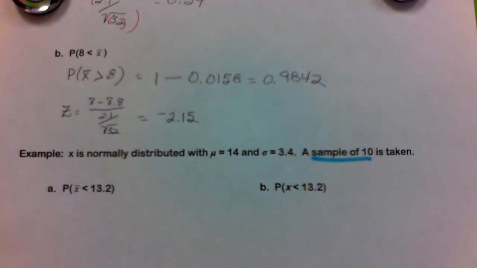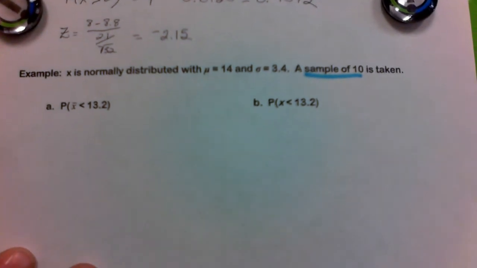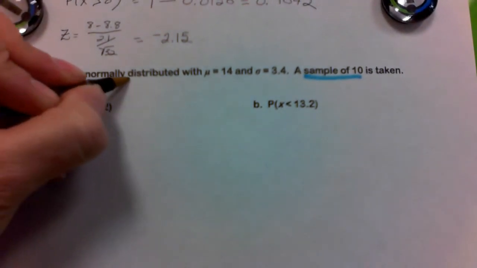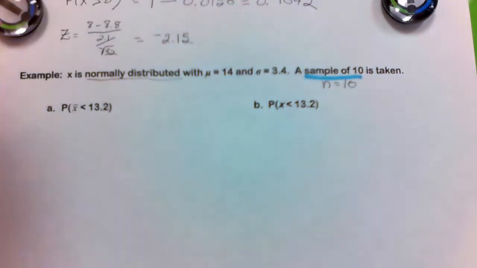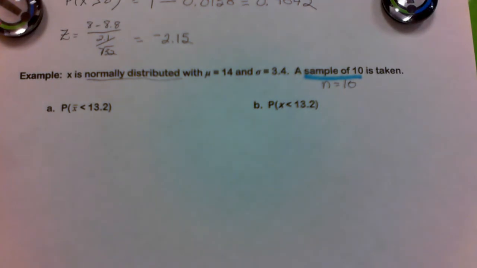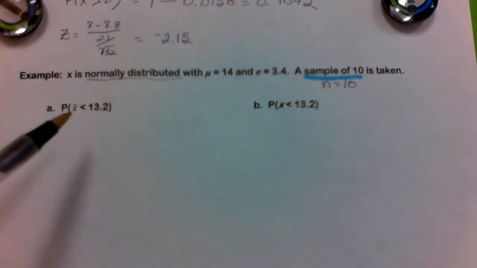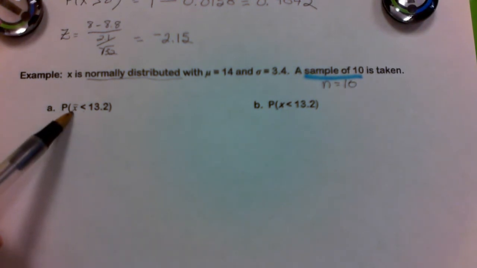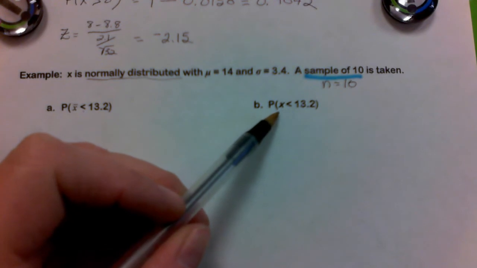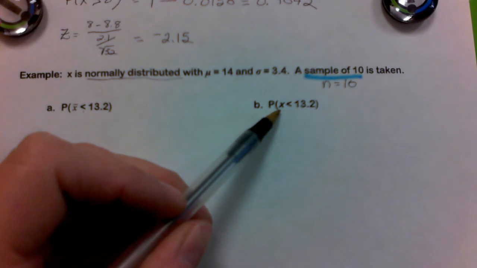All right. Look at this next one. X is normally distributed. Now that's important because our sample is only 10. So anytime your sample is under 30, it needs to be sure and say that it is normally distributed. Now notice A and B both are less than, and they are both 13.2. The difference is this is X bar, which is your sampling distribution. This is X, which means one person, one item, and that would just be a normal probability distribution.